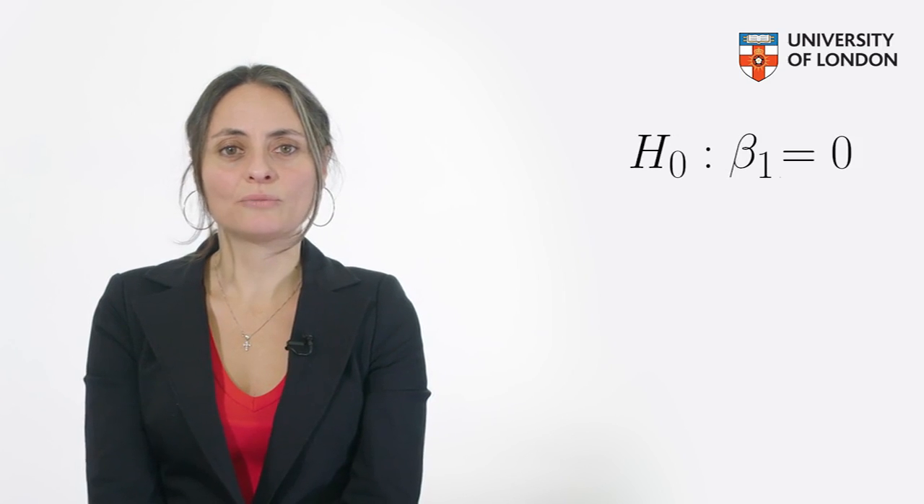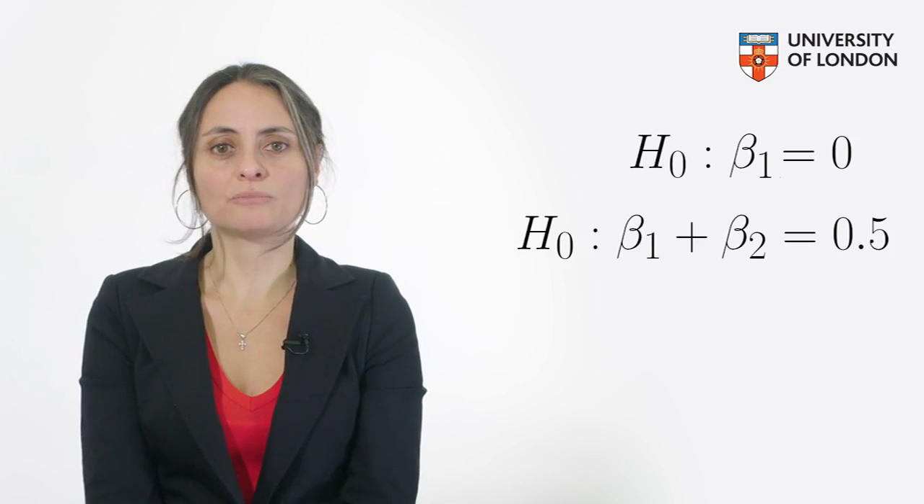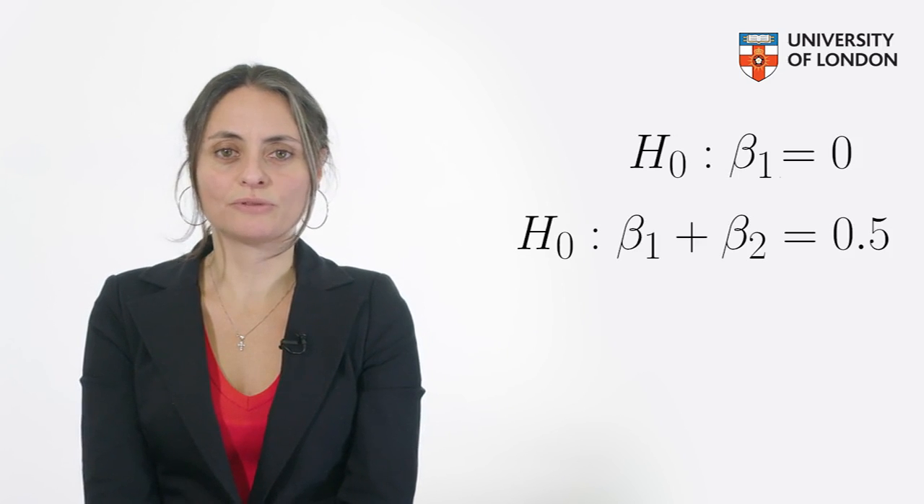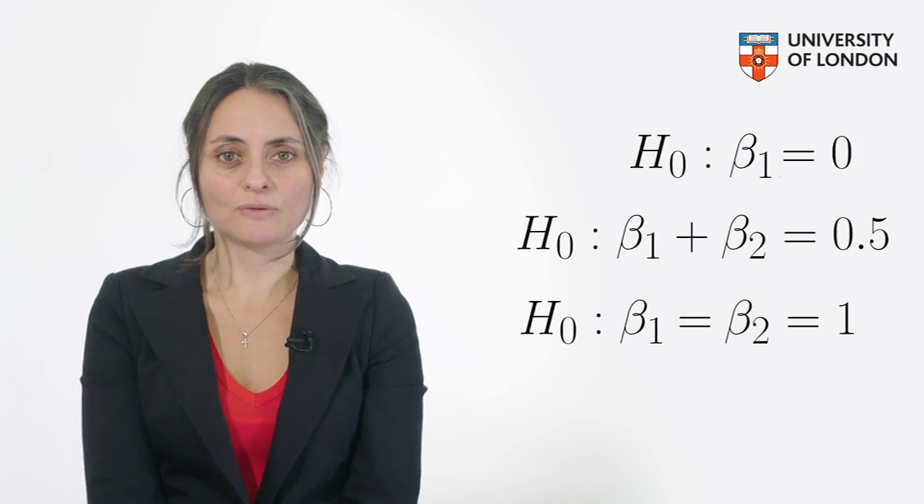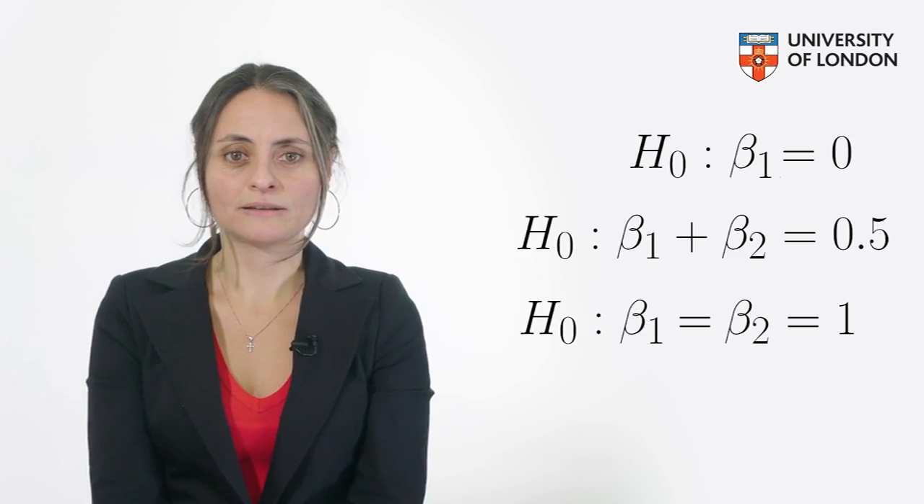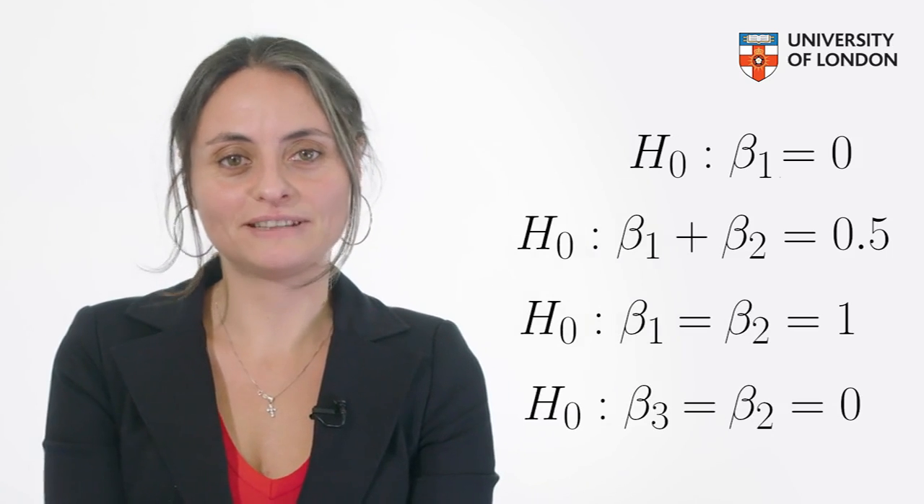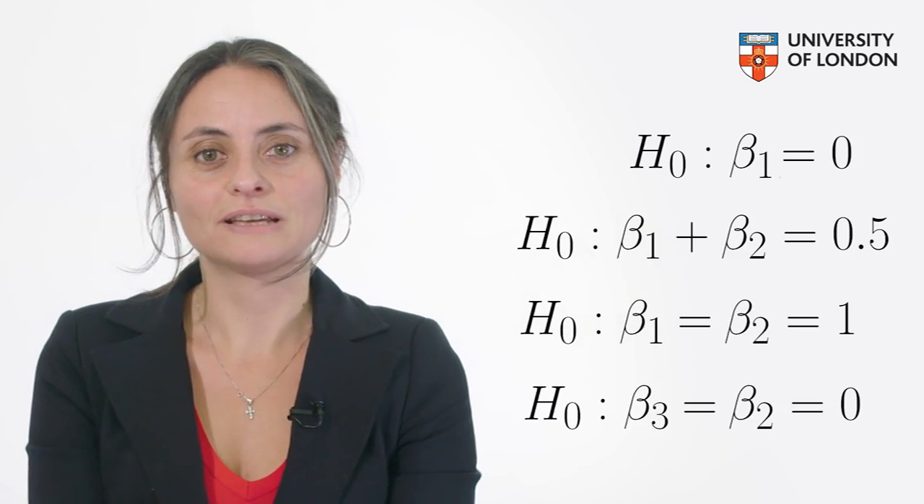Some examples of null hypotheses concerning the regression model are H0: beta 1 equal to 0, or H0: beta 1 plus beta 2 equal to 0.5, H0: beta 1 equal beta 2 equal to 1, or H0: beta 3 equal to beta 2 equal to 0.